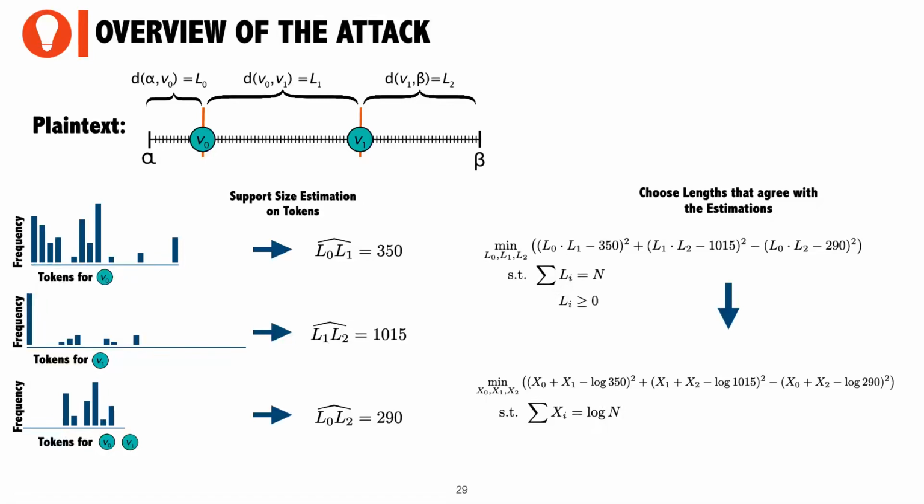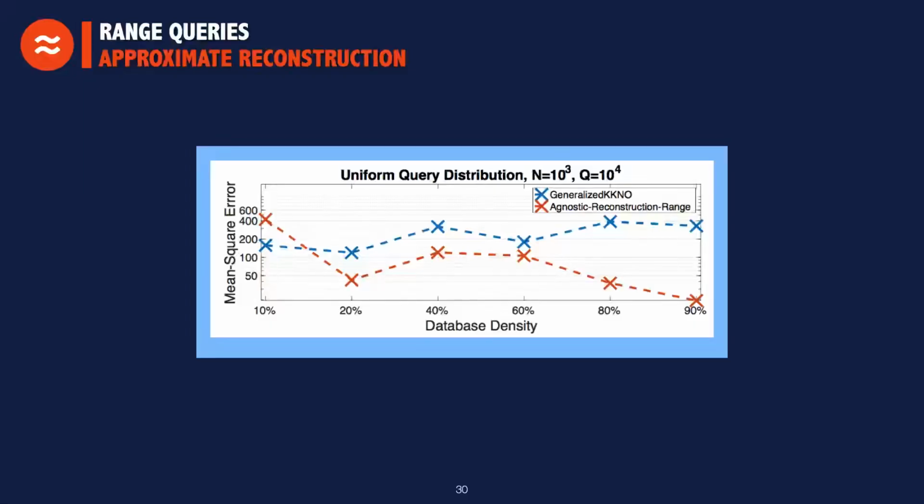One more technical detail that I would like to point out is that some support size estimations were made with more samples than others. To account for this phenomenon, we put a weight on each squared difference so as to indicate that some terms are more important than others, since we have higher confidence about the quality of their estimation.